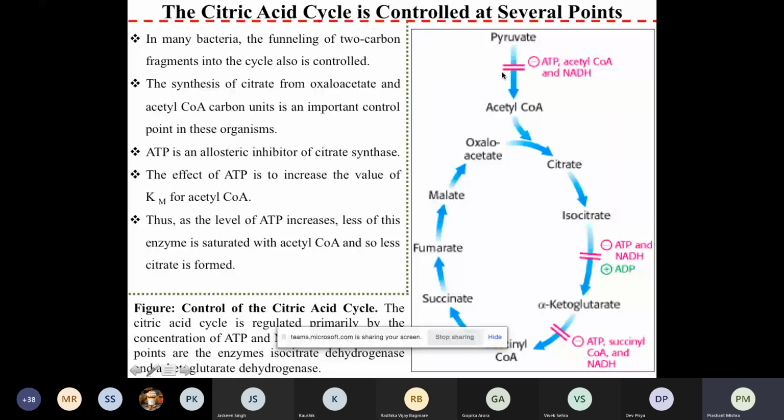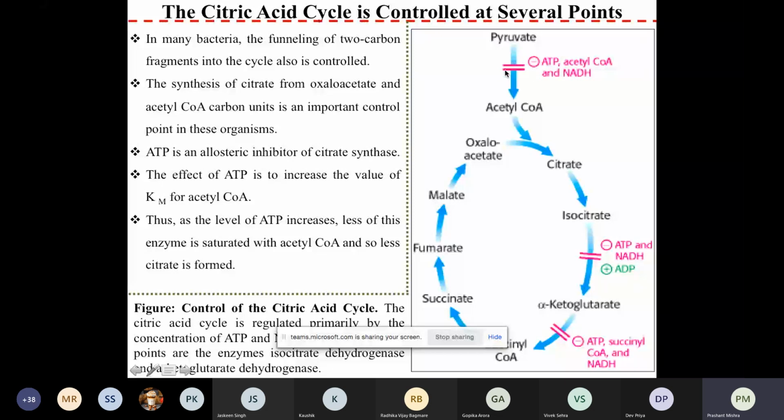Further, here you also see that ATP, which shows high energy charge, and NADH, which is a product of the reaction, inhibit isocitrate dehydrogenase. And what activates is ADP, which acts as a substrate. Same way, at this point, ATP is an inhibitor which shows high energy charge, succinyl-CoA, which is a product of the reaction, and NADH, which is also a product of the reaction, inhibit. So actually what you are looking at is that the product of the reaction is inhibiting the enzymatic activity.